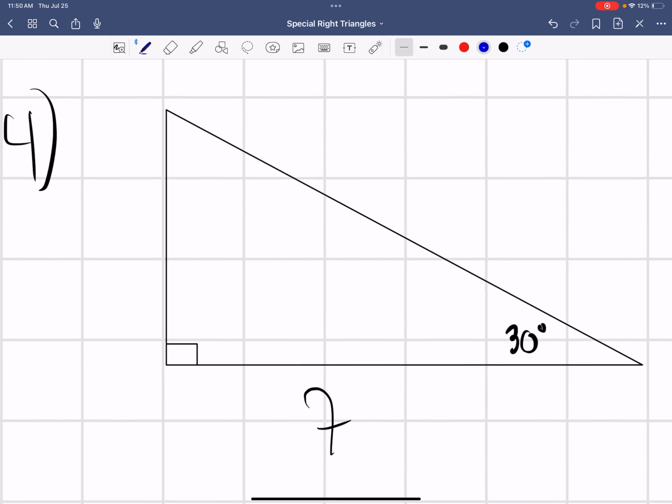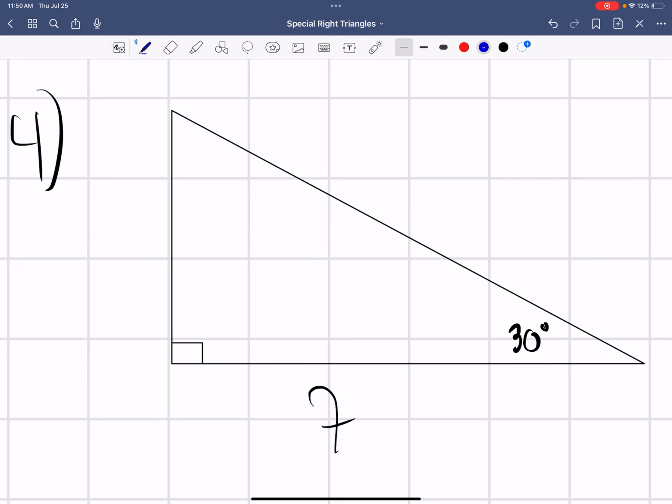A couple more of these 30, 60, 90. So again, here we're given the long leg, and just like the last example, and I should mention this is definitely a 30, 60, 90 triangle. To go from the long leg to the short leg, remember we divide by root 3.